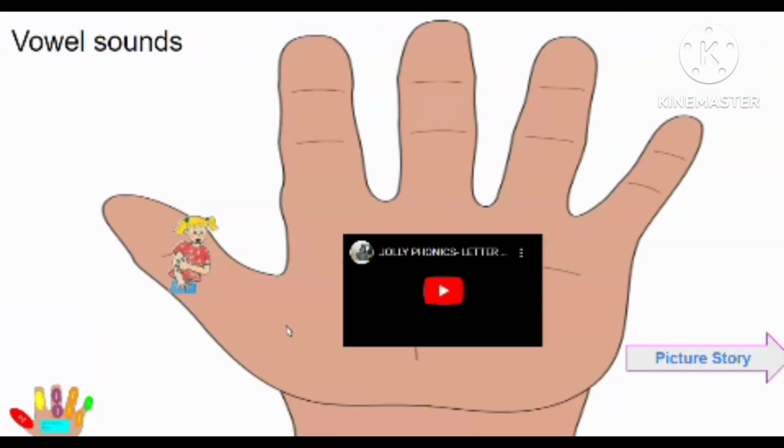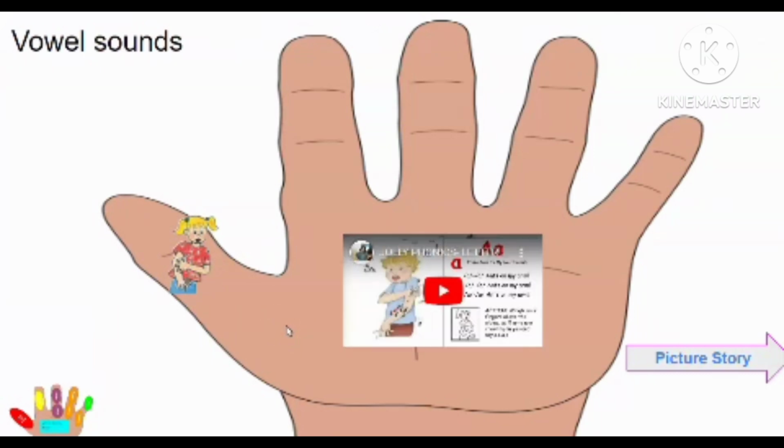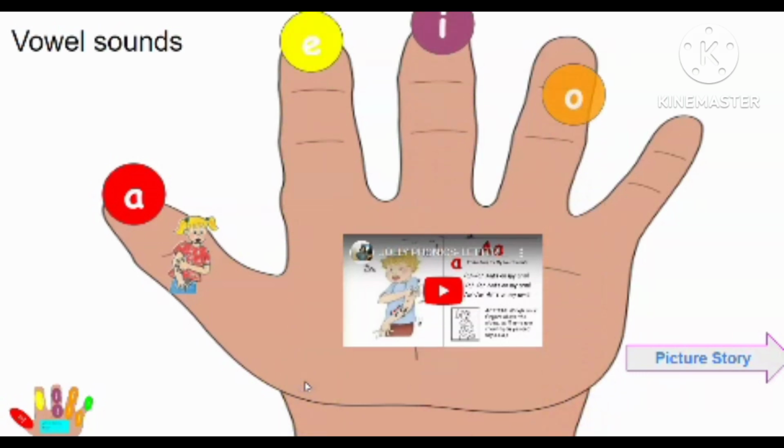And yes, A is part of our vowel end. Let's say all of the vowel sounds together. A, E, I, O, U. Those are my 5 vowels which I get in almost every single word.